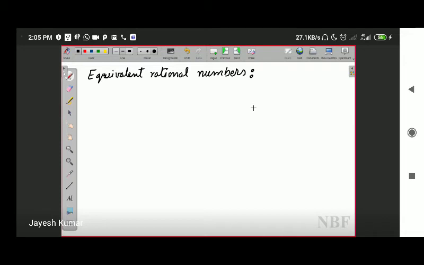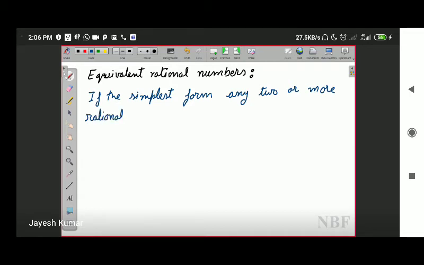What are equivalent rational numbers? If the simplest form of any two or more rational numbers are equal, then they are called equivalent rational numbers.